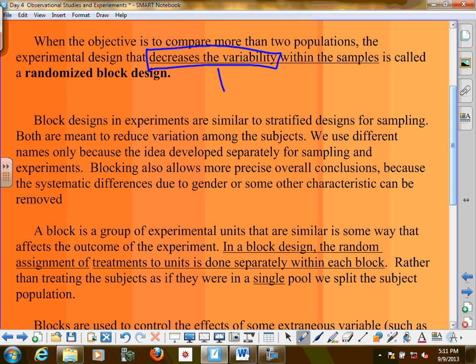You know what we're doing when we decrease the variability? We are making homogeneous groups. Because if we think that hormones, males versus females, are going to affect the medicine, then we want to make a homogeneous group of males and a homogeneous group of females.